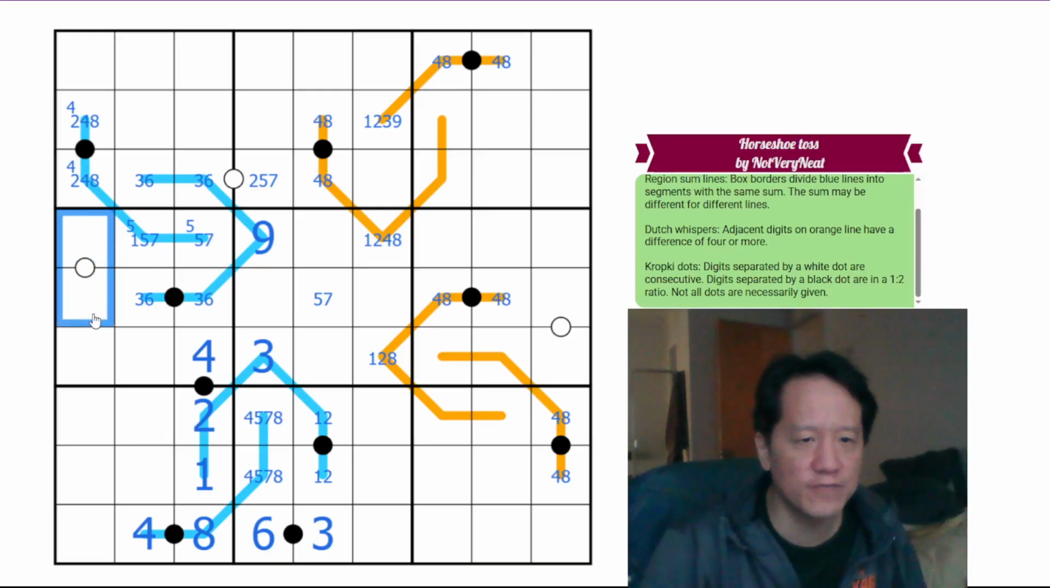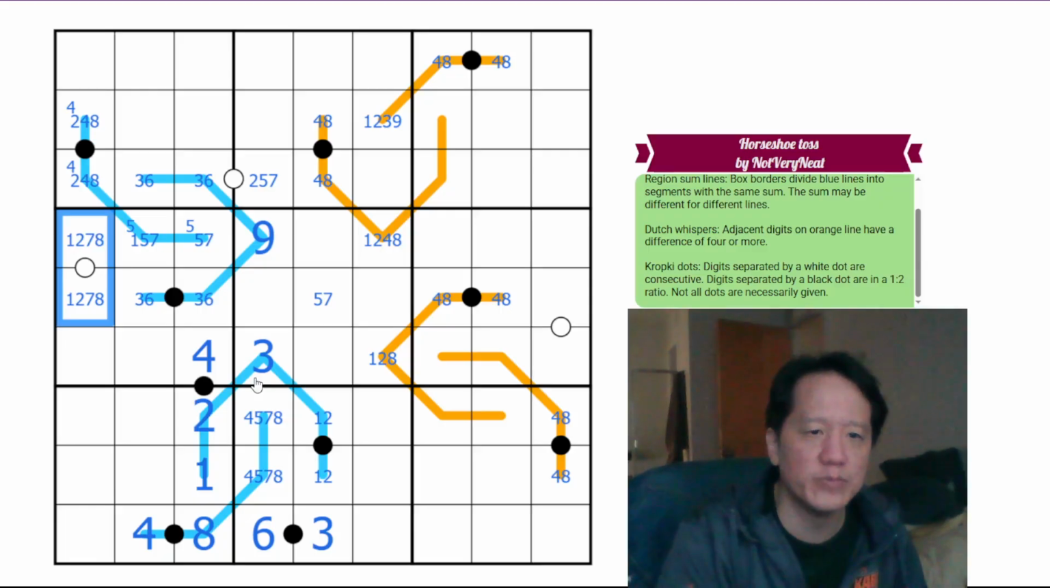This can't have 3, 4, or 6. It could be 1, 2. It could be 7, 8, or it could be 8, 9. This can't be 8 because of the 4, 8 pair in the row. So therefore, this is 1, 2 as a pair, or it's 7, 8 there, or 9, 8 there.